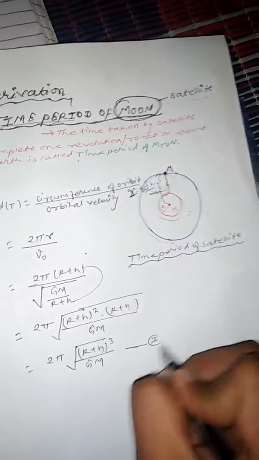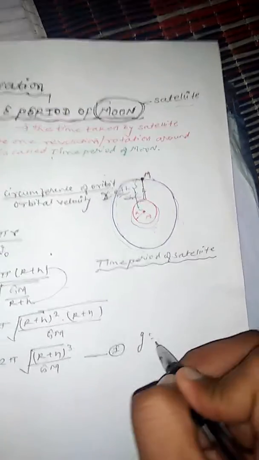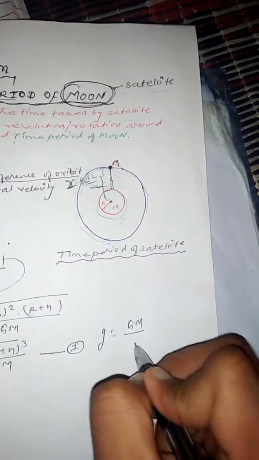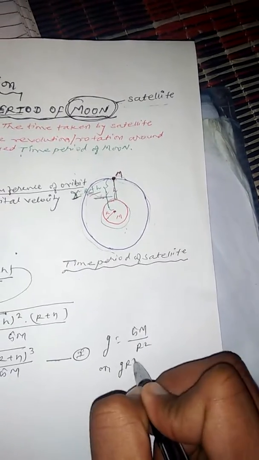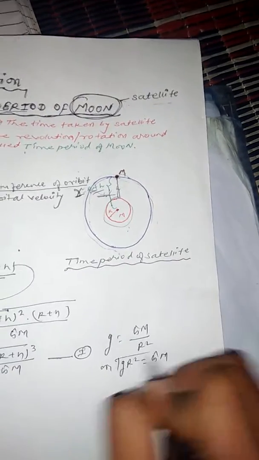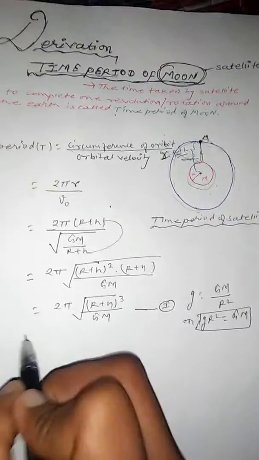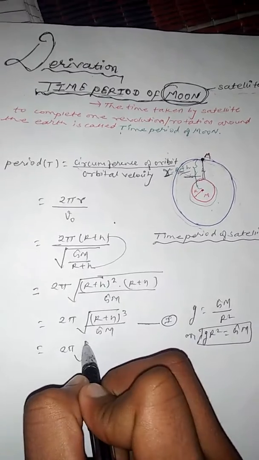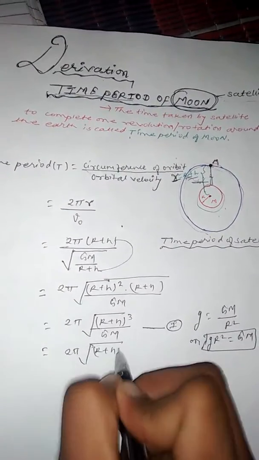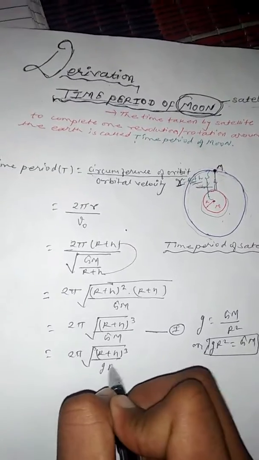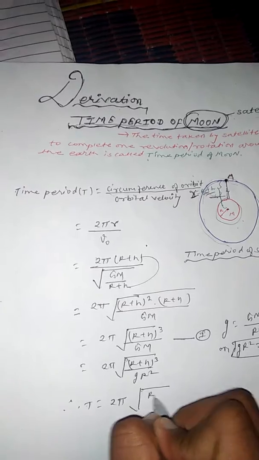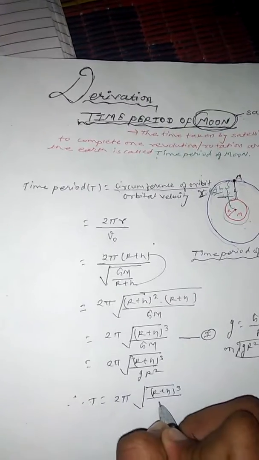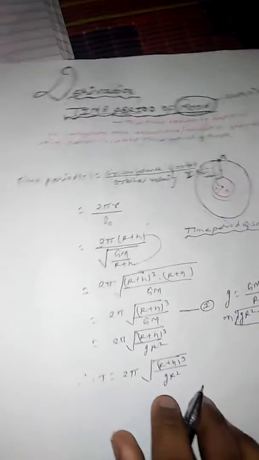This is our first equation. As you know, g is equal to gm by r square, acceleration due to gravity is equal to gm by r square. Then we can also write gr squared is equal to gm. By this, we can write 2 pi under root (r plus h) whole cube divided by gr square, and therefore our time period is 2 pi root (r plus h) whole cube divided by gr square.